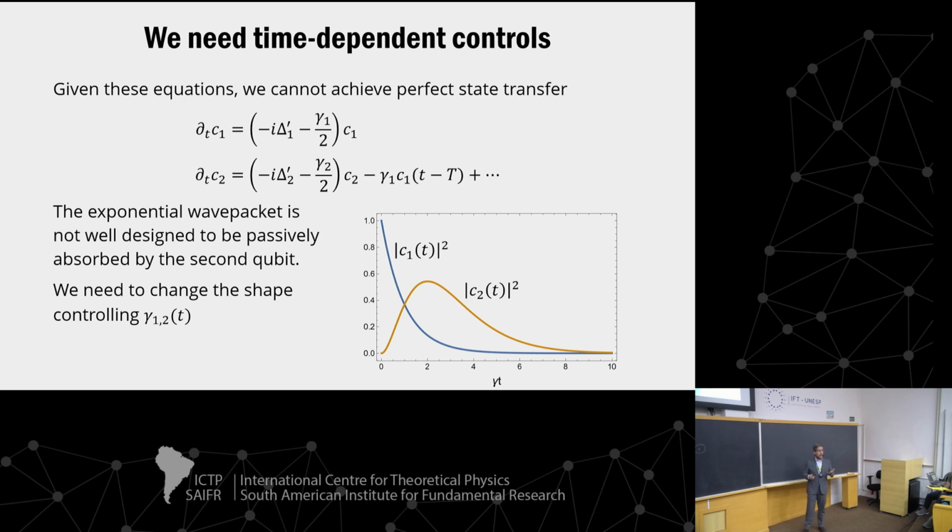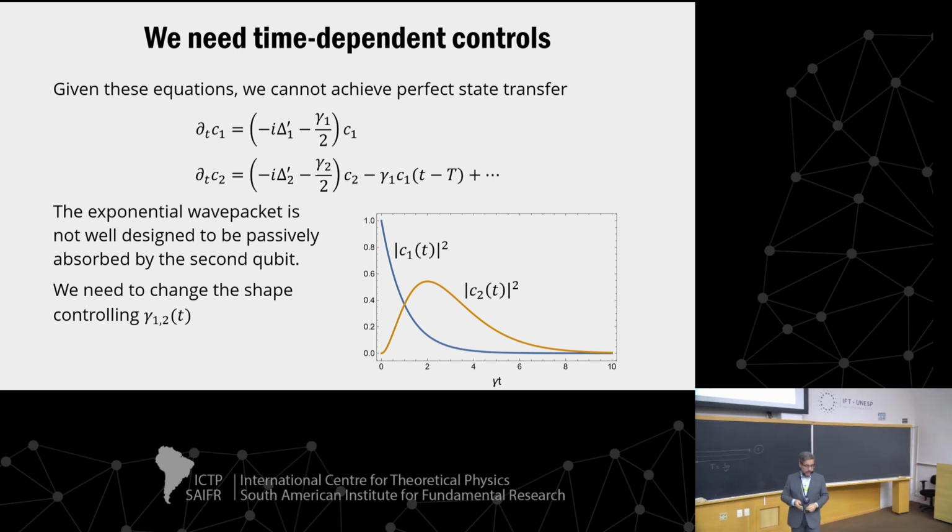So what this tells us is that it's not enough to have gamma 1 and gamma 2 and this delay differential equation. We need some control. And this is something that the scientists I mentioned before realized, and it's the basis for state transfer. But yeah. Yes.